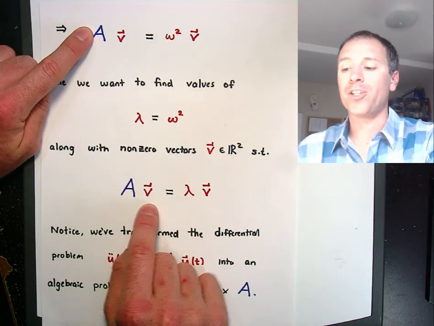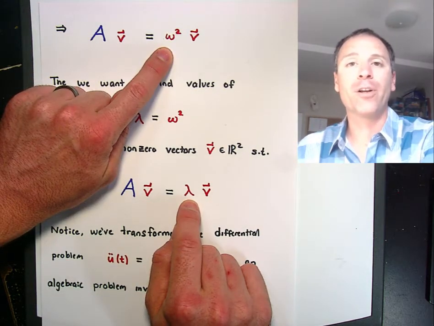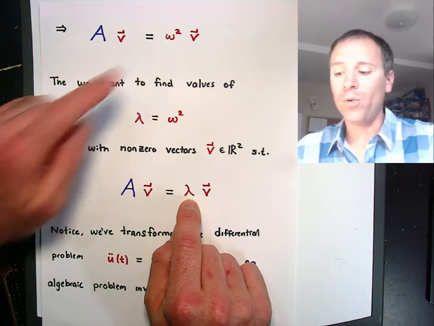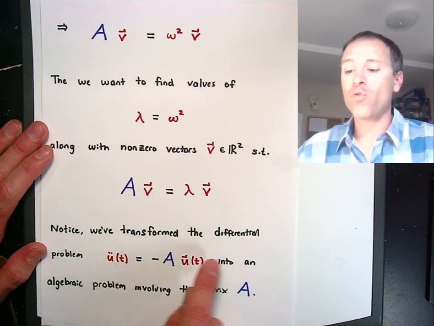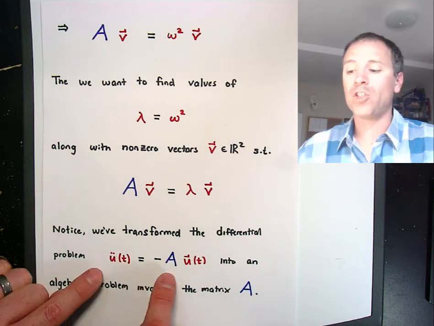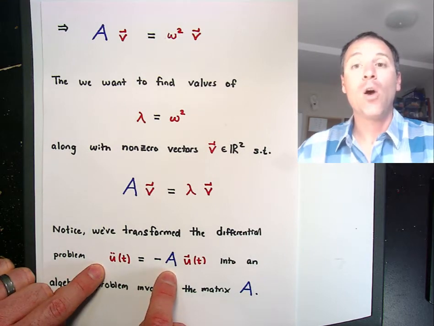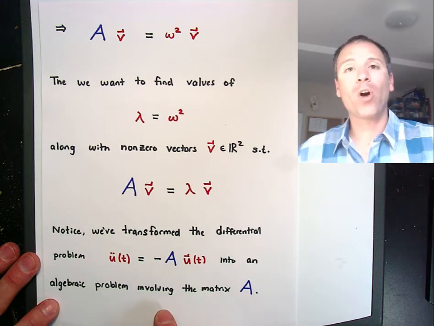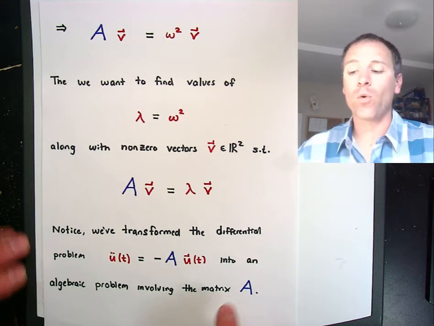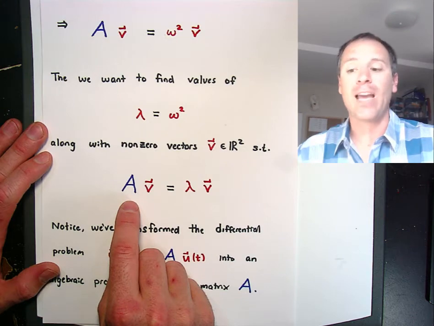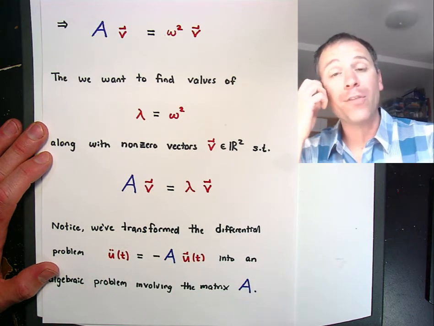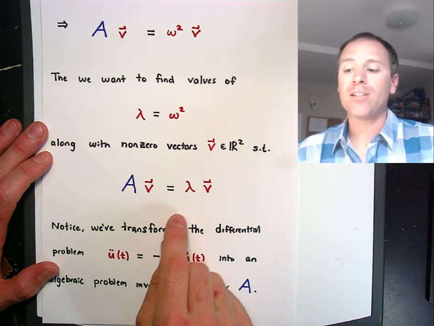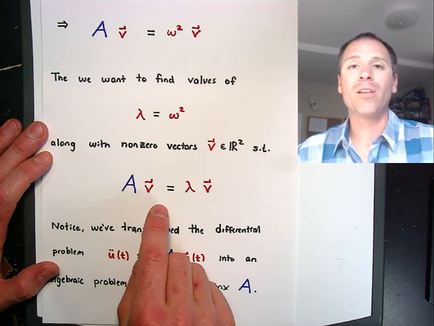Those are the same equations, just with some auxiliary variable called an eigenvalue, which means we've translated the differential problem of solving this differential equation, which involves continuous functions, into an algebraic problem involving the matrix A. In other words, we have this n by n matrix, and the goal is to find vectors v and scalars lambda such that A times v is equal to lambda times v.